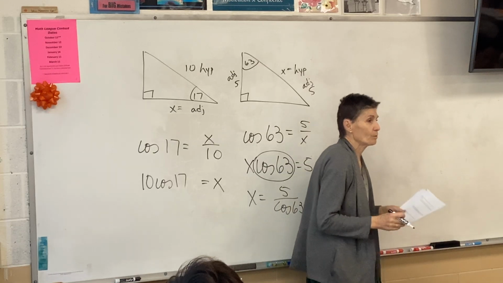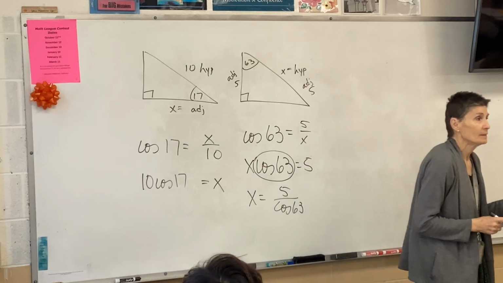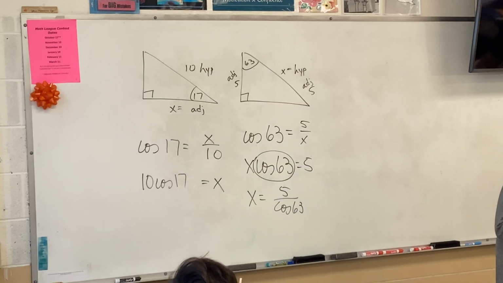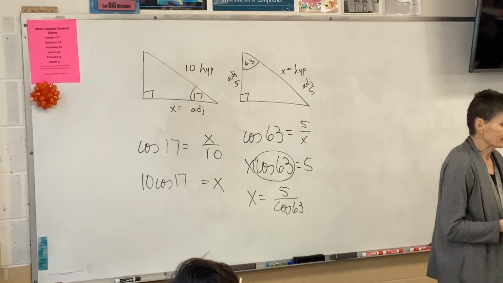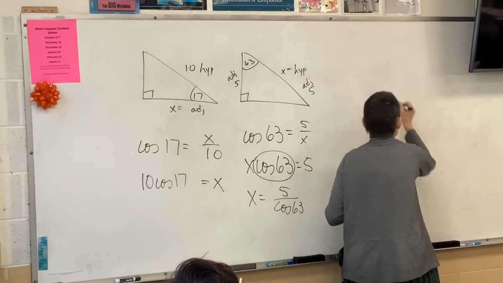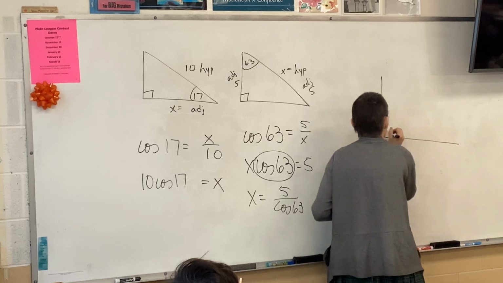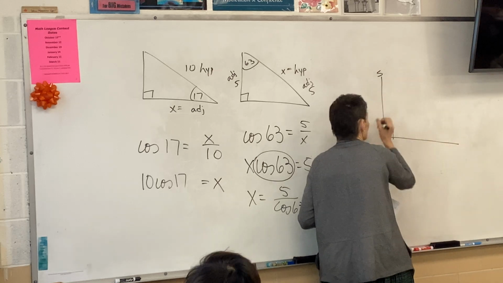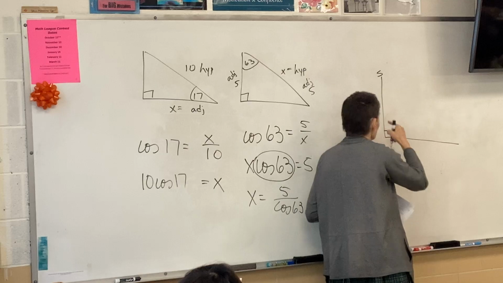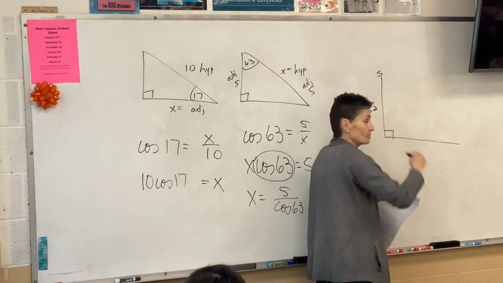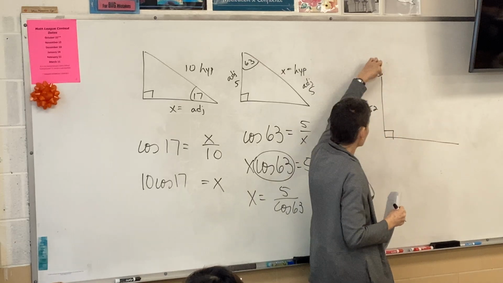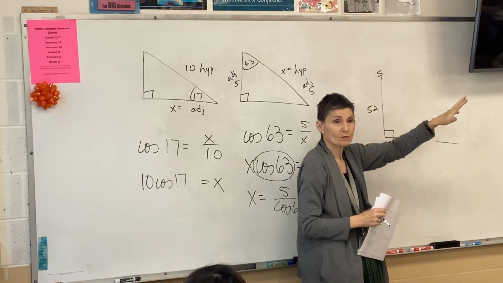All right, let's look at our word problems. More of the same. The only difference is you have to draw your own picture. So here we go. A squirrel is sitting in the top of a tree. It's 52 feet tall. That's what makes it easy. So here's the tree. There's the squirrel. So far, so good.